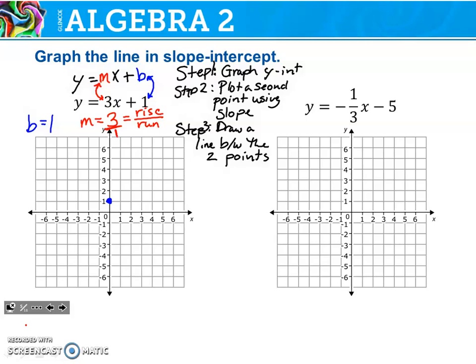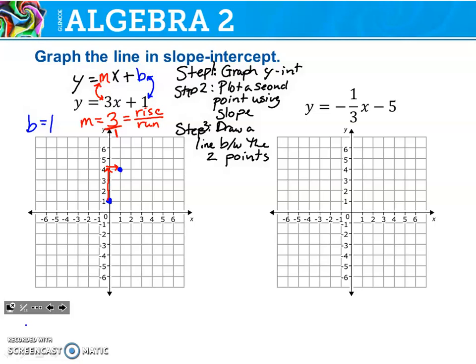3 over 1. So that means that my rise of this is going to be 3. So I'm going to start at my y-intercept here, and I'm going to go up 1, 2, 3. I'm going to go up 3, and I'm going to go to the right 1. Up 3 to the right 1, and then I can put a second point there.